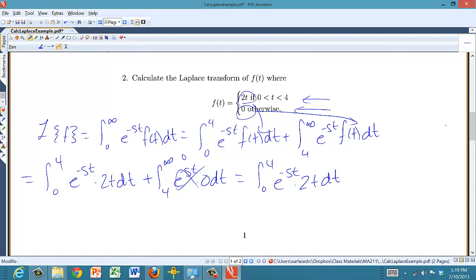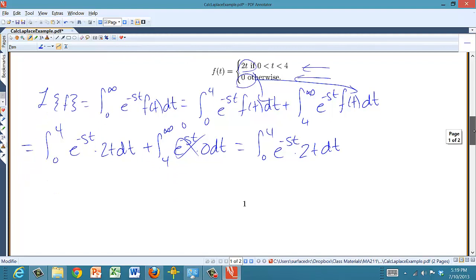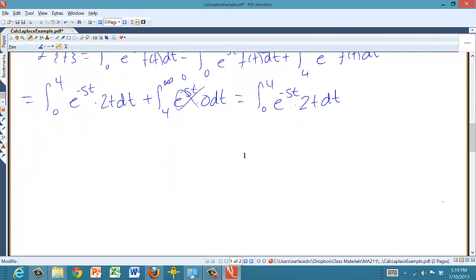And I'll go ahead and factor that 2 out, and now I just have to do integration by parts. Just have to make sure to keep my negative signs straight. There are going to be a lot of negative signs going around. I've got to keep them all in place. So what is this? This is 2 times, now I need to integrate e to the negative st times t from 0 to 4. So this one is the one I want to differentiate, that's my v. This is the one I want to integrate, that's du. So I'll integrate this, get negative 1 over s e to the negative st times my v, which is t.